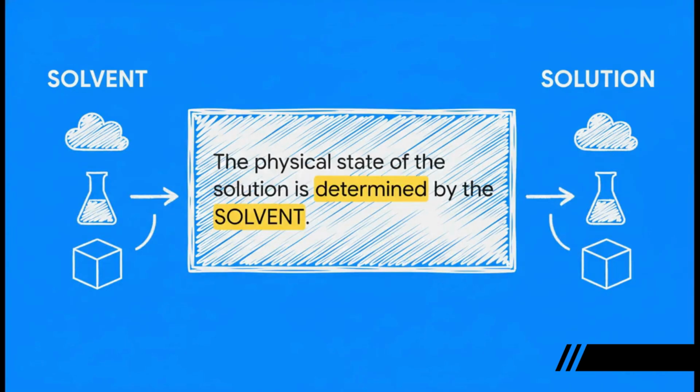That's it. Now, here's a really simple rule that's incredibly powerful. And hey, if you're studying for an exam like the CUET, you're going to want to write this down. The final physical state of a solution, whether it's a solid, a liquid, or a gas, is always decided by the state of the solvent. So if your solvent is a liquid, your solution is going to be a liquid.